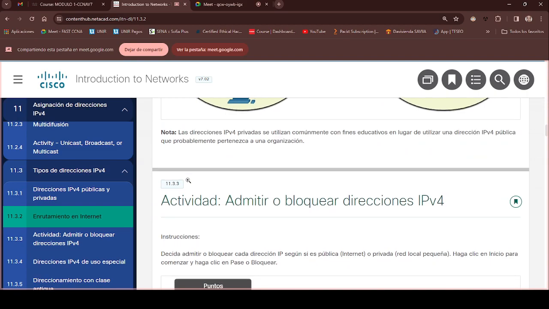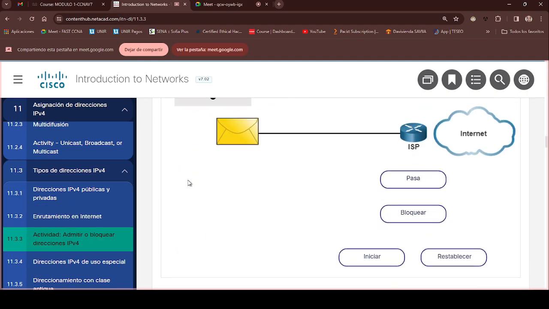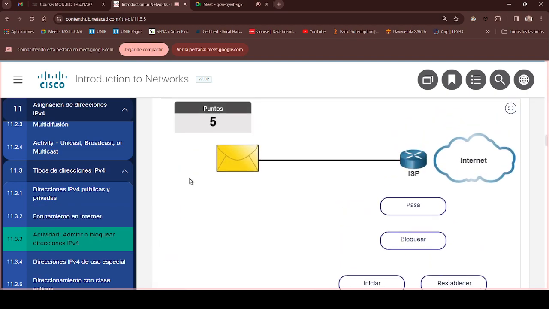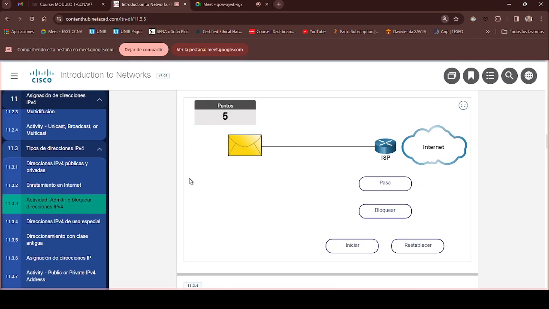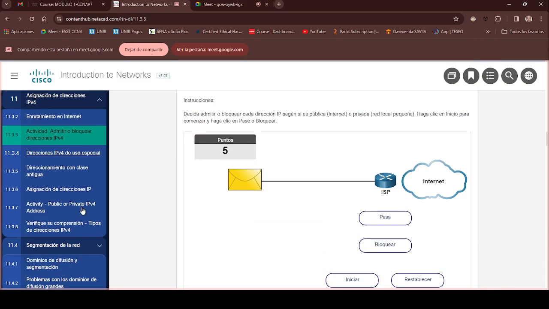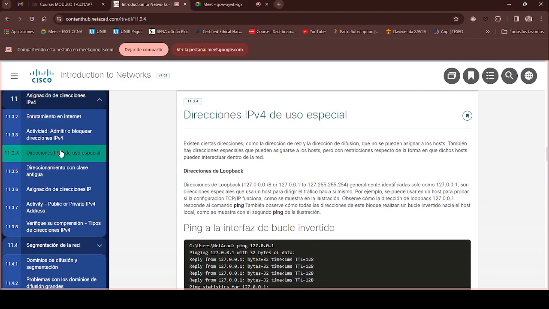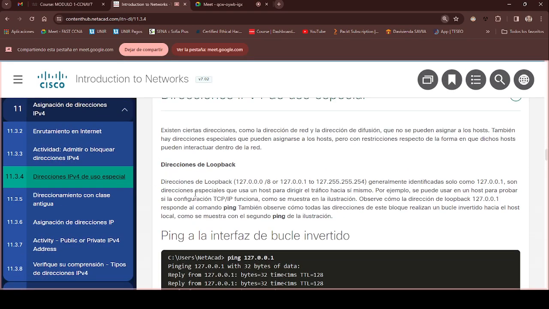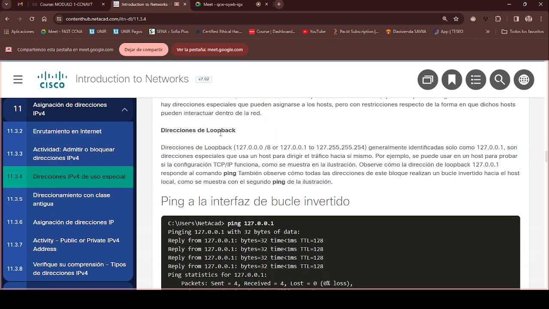Bueno, enrutamiento en Internet, esto es lo que les decía: el router del ISP solamente deja pasar los paquetes que tienen direcciones públicas. Tenemos otro grupo de direcciones, aparte de tener direcciones únicas y el rango de multicast, que son direcciones de propósito especial o de uso especial. La más común es la dirección de bucle invertido o la dirección loopback.